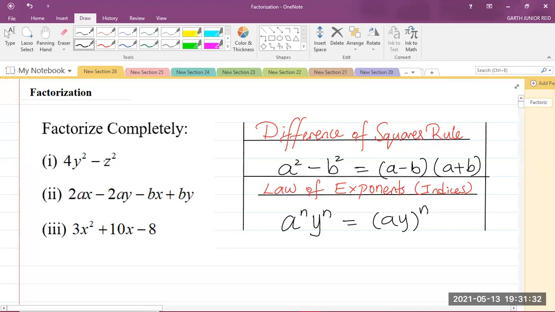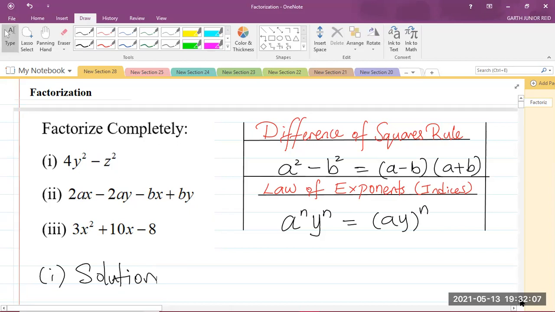Now, in the first question, we have 4y squared minus z squared, all right? And the rule that we'll be using is the difference of squares rule. The difference of squares rule says that if you have a squared minus b squared, then the factored form of that is equal to a minus b multiplied by a plus b, okay? So let us do the first part. So part 1, solution.